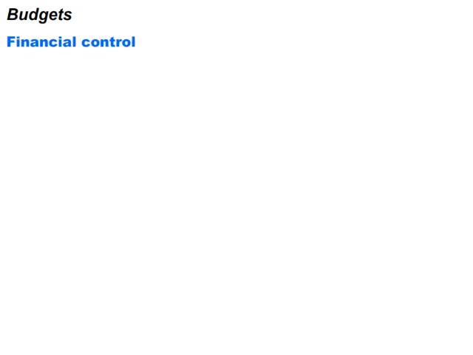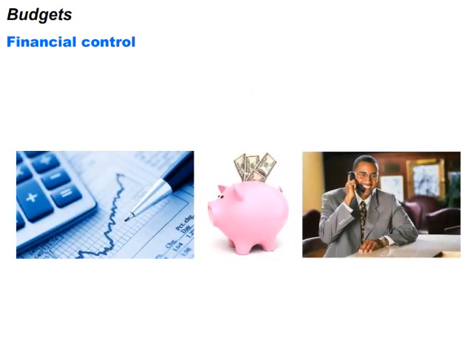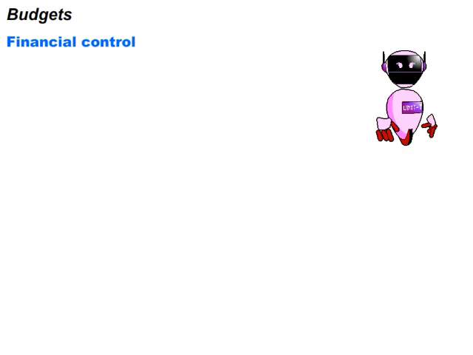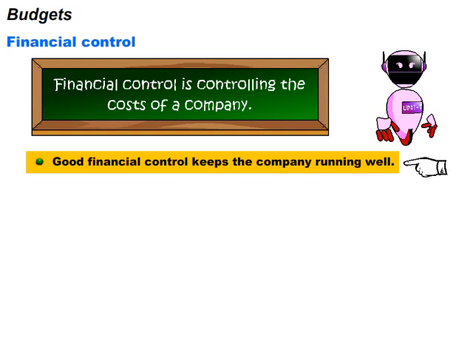Let us have a look at financial control. What is financial control? In simple terms, financial control is controlling the cost to a company. Basically, they will have money and will need to control what is done with that money. Why is financial control important? Good financial control is important in a business as it helps keep the company solvent, meaning that the company is running well and is financially healthy.